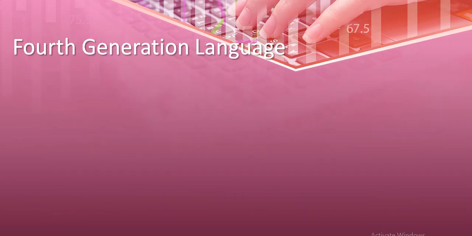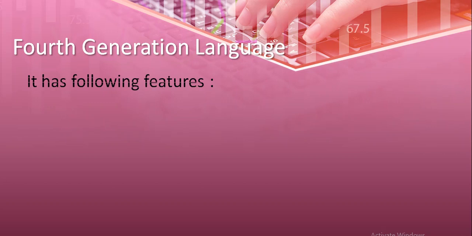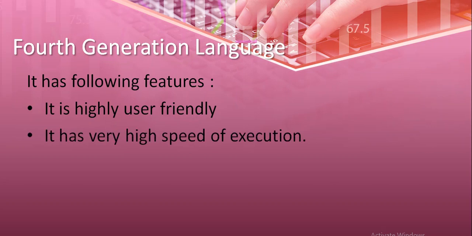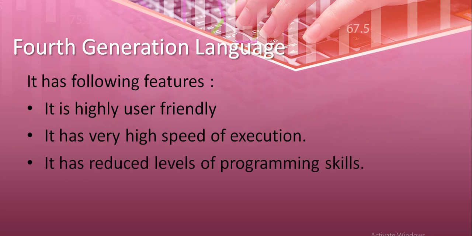Next, we'll learn about the fourth generation language. The features of fourth generation languages are: first, it is highly user friendly, which means it is very easy for human beings to learn this language. Second, it has a very high speed of execution, which means whatever instructions you give will be executed at high speed. Third, it has a reduced level of programming skills required.